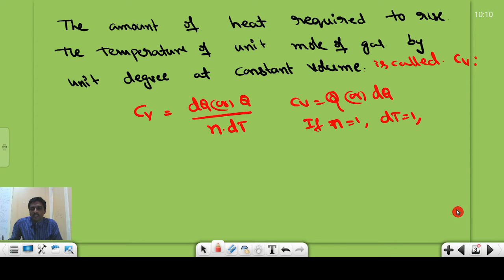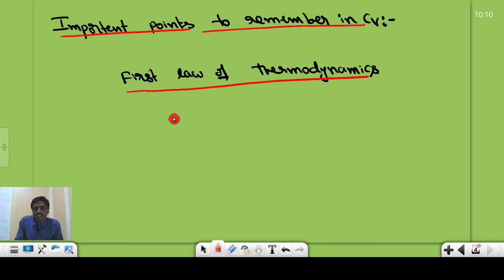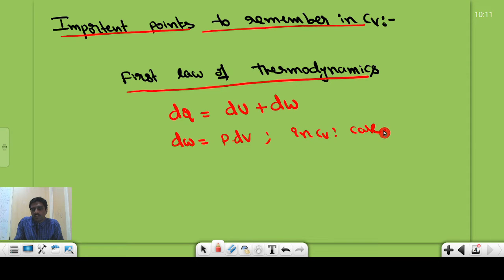Now come to the important points to remember regarding the specific heat of gas at constant volume. Here we will use the first law of thermodynamics. The first law says the amount of heat supplied to the system is equal to the sum of the change in internal energy and the external work done dW. You are already familiar that dW is equal to P dV, but in the present CV case, the volume of the gas is maintained constant.